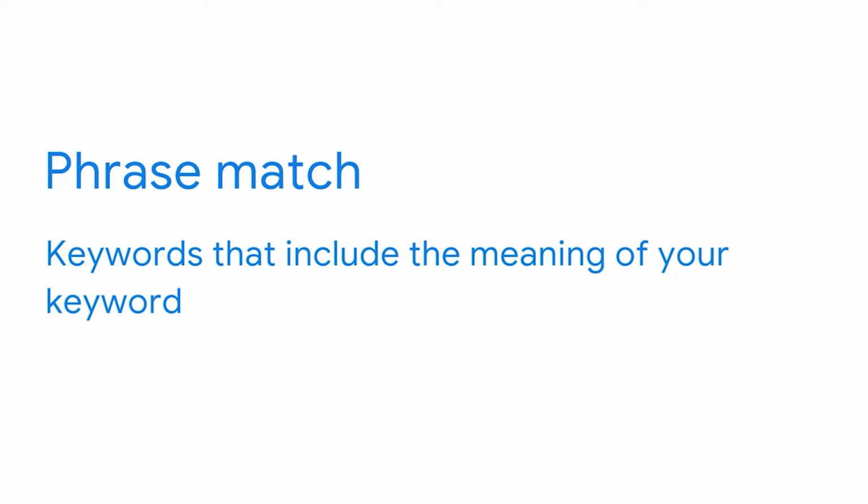The landing page is crucial to success with Google Ads. For broad match types, it's best practice to pair it with an automated bidding strategy. The second keyword match type is phrase match. These are keywords that include the meaning of your keyword. Phrase match is more flexible than exact match, but it's more targeted than broad match.